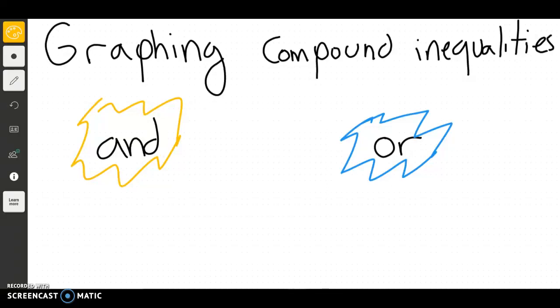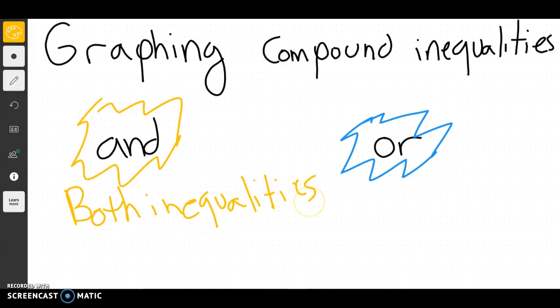Today we're going to talk about graphing compound inequalities. And the biggest thing you need to understand when graphing compound inequalities is these two words and what they mean: and, and or. For and, you need both inequalities to be true. So if both inequalities are not true, then it can't be an answer.